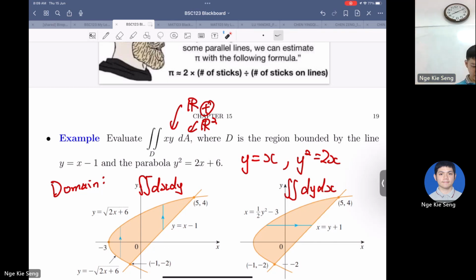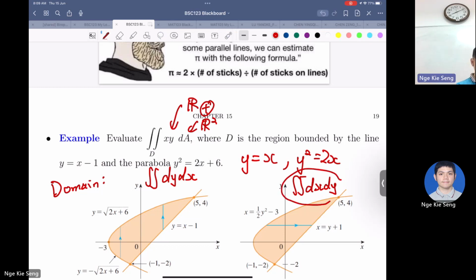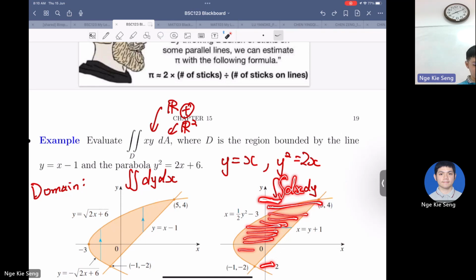Wait, let me explain. The variable that we integrate last is the one that we fix first. For example, if we put dy last, we fix the y interval first, and then we integrate over x first. The x direction is this one, so this matches up with this picture here.